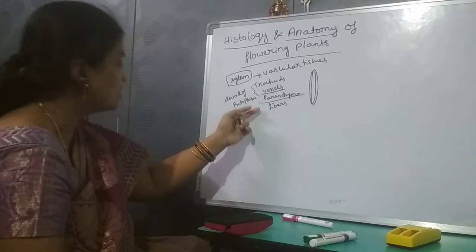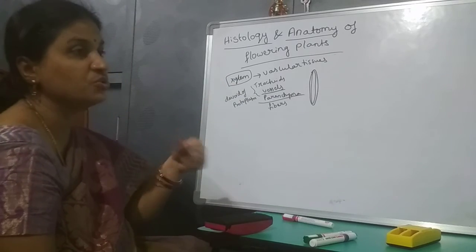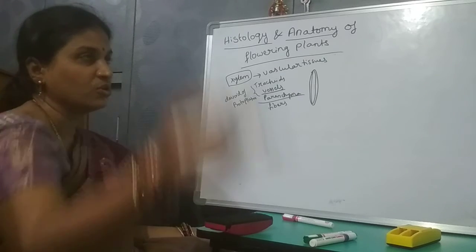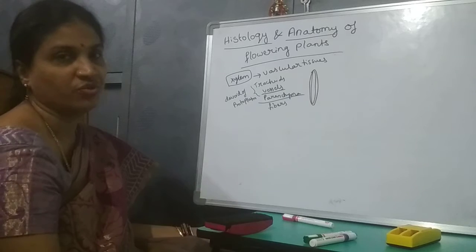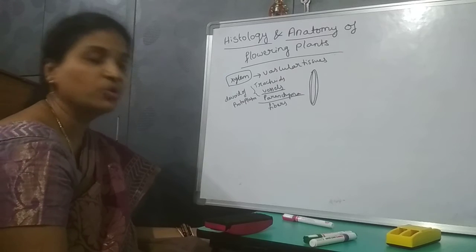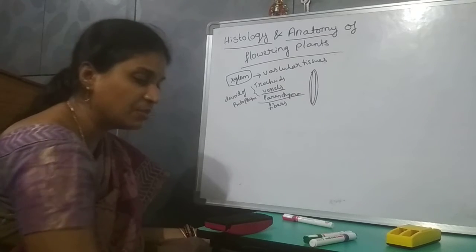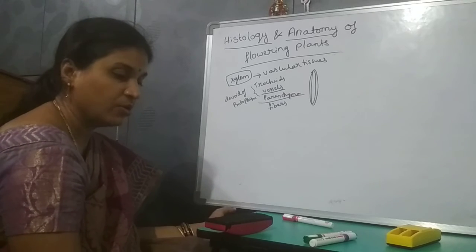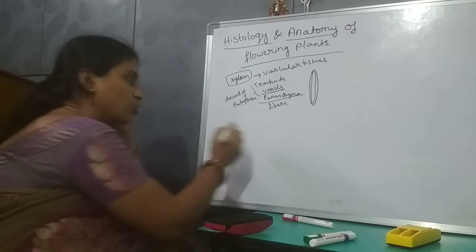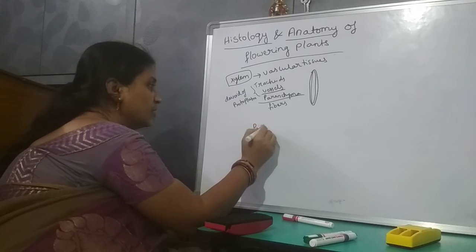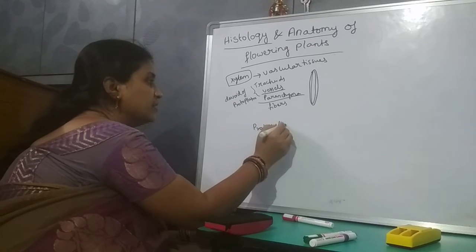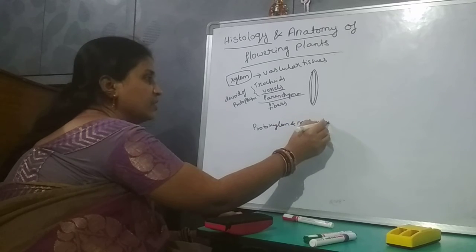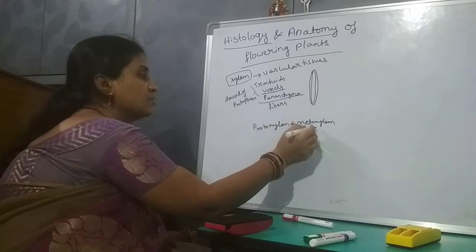All these four cells together form the xylem tissue, which is useful for the conduction of water from the root to all parts of the plant body. That's about the xylem. Coming on to the formation of xylem, the primary xylem is of two types: the protoxylem and the metaxylem. The protoxylem is the first formed xylem. Then the later formed xylem is the metaxylem.